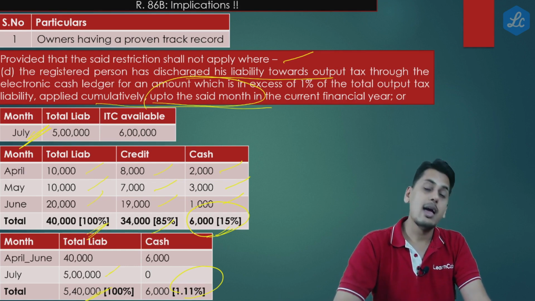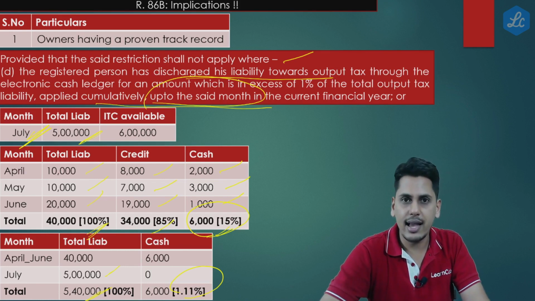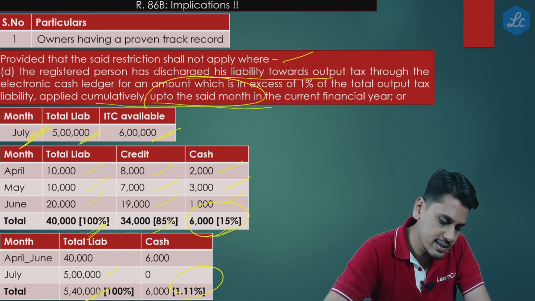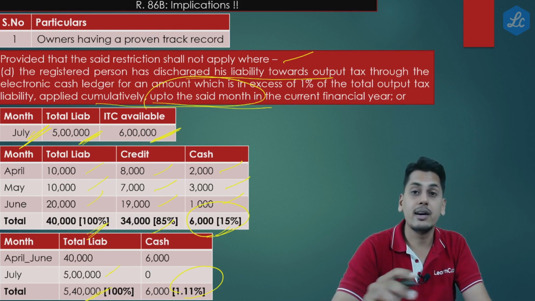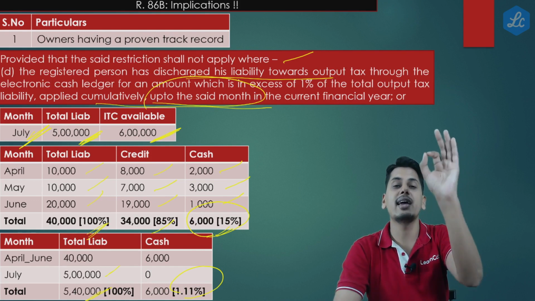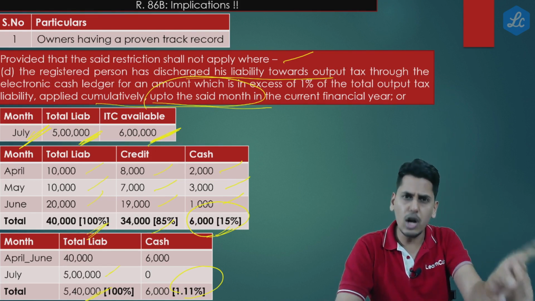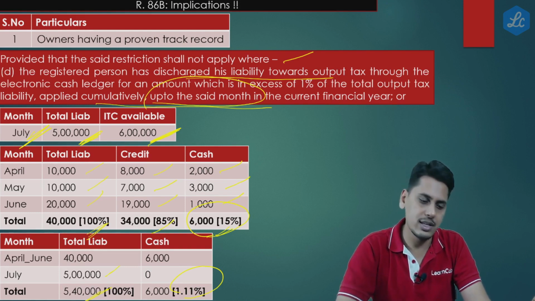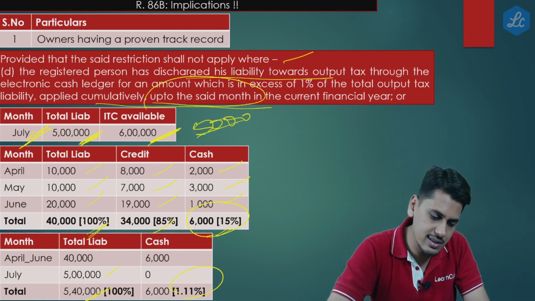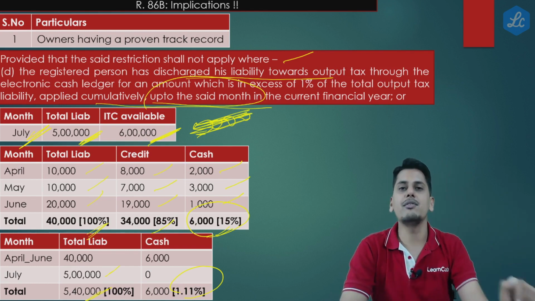So therefore, friends, as regards July, total liability is 5 lakhs, input tax credit available is 6 lakhs. This liability of 5 lakh rupees can be discharged entirely from the electronic credit ledger. You need not pay 1% from cash ledger, which means that otherwise 5,000 you should have paid from the cash ledger, which is now not required because you have made a cumulative check.